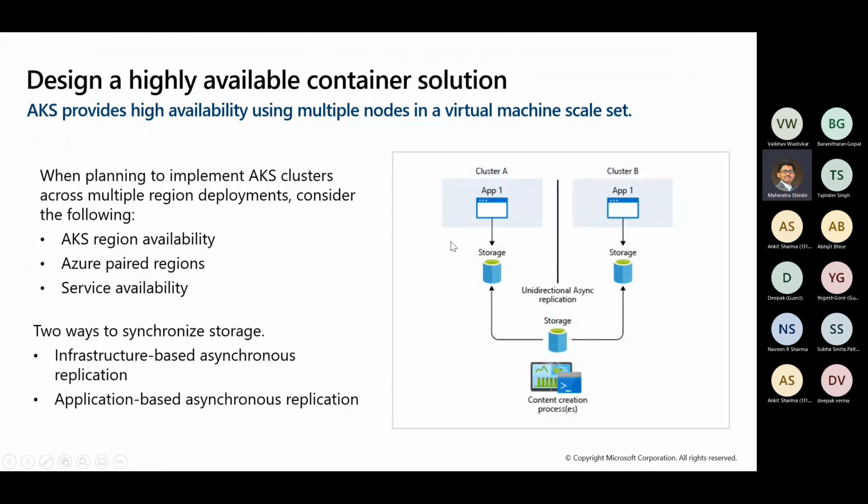In case you want high availability, AKS will provide the high availability. Rather, you can do one more thing. You can deploy one AKS cluster in region 1 and another AKS cluster in region 2. Any idea why you should deploy the service in 2 regions instead of just one region? What is the benefit?